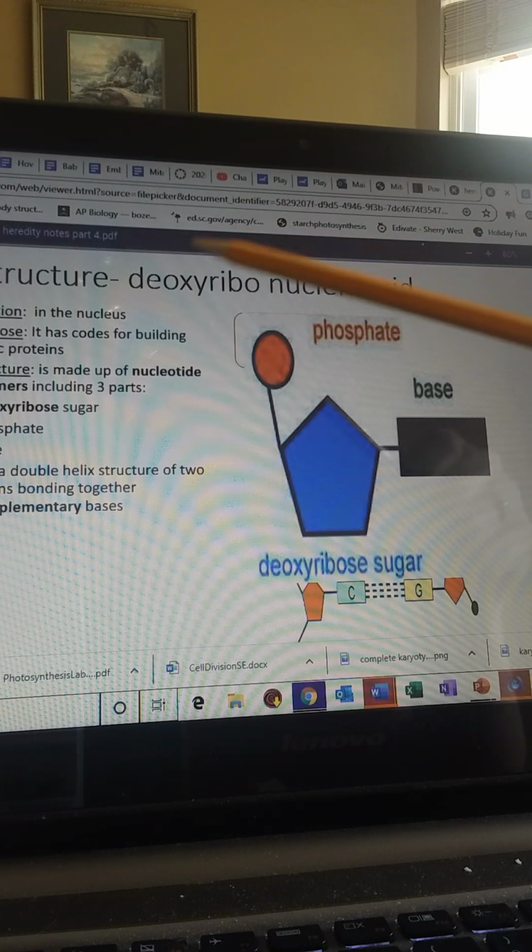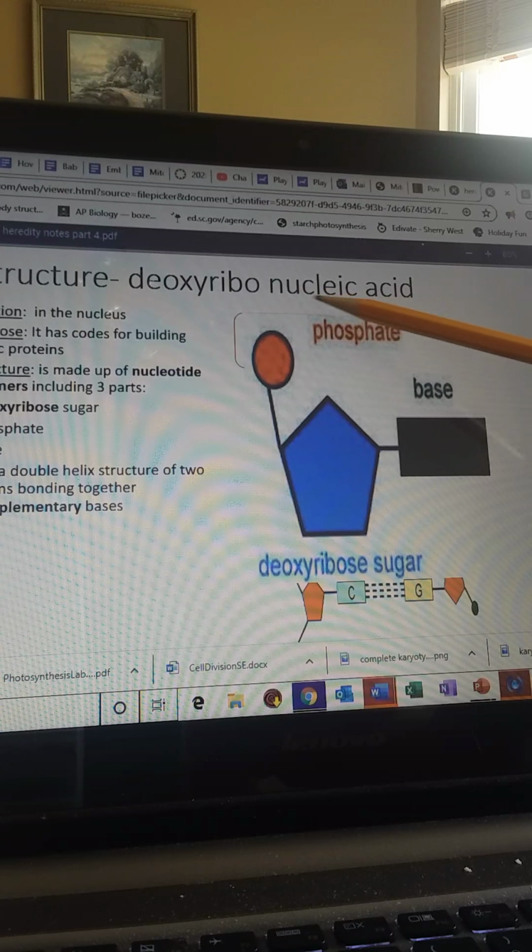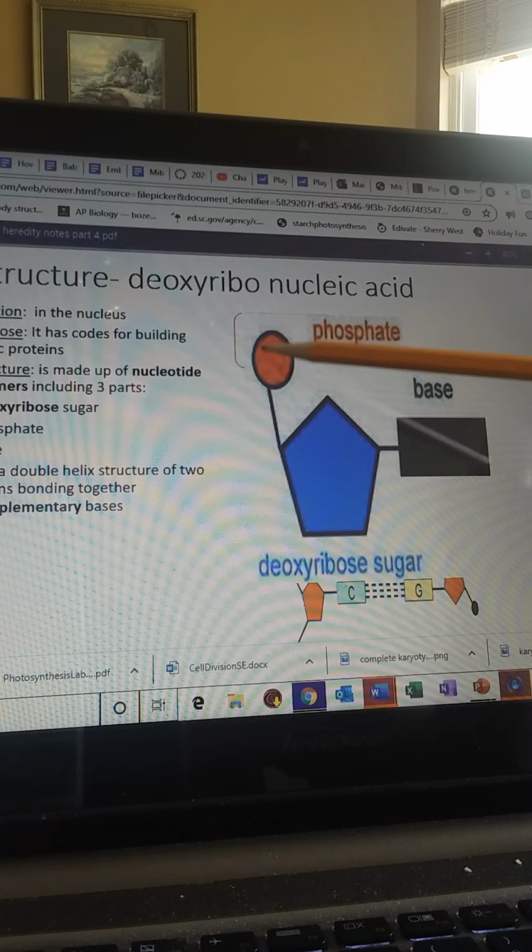DNA stands for deoxyribonucleic acid. So in the name, it says it is a nucleic acid. So it is built of monomers or building blocks that are called nucleotides. So these three parts you need to know are three parts that make up a nucleotide.